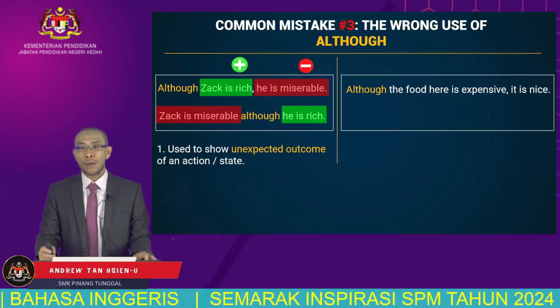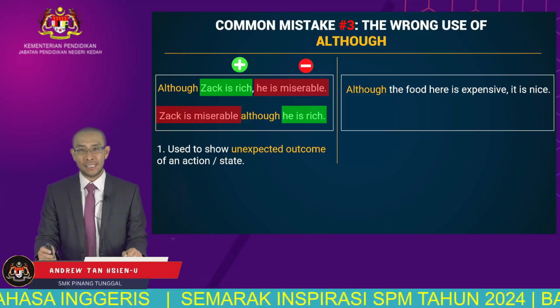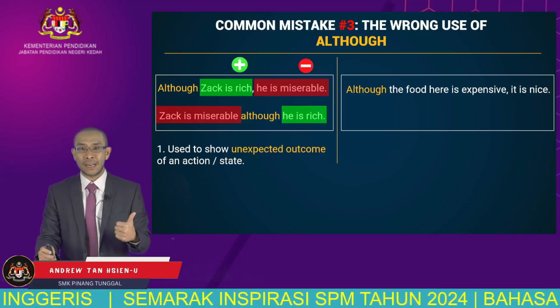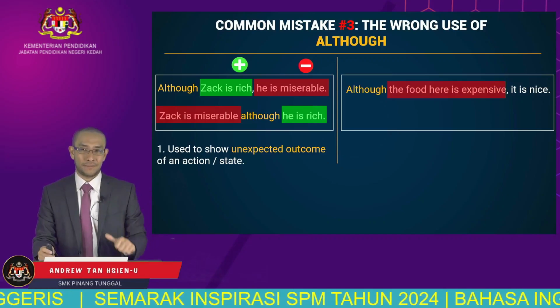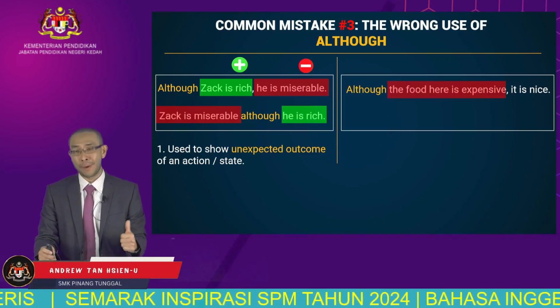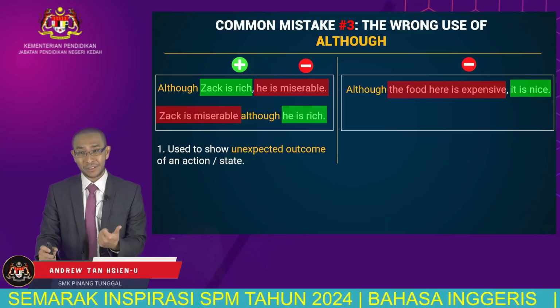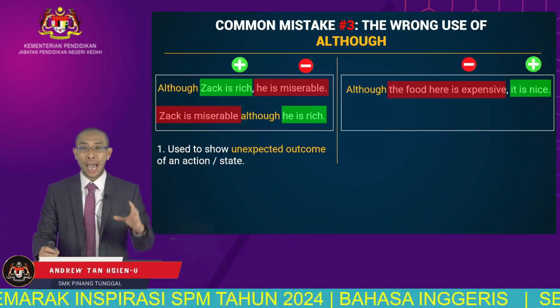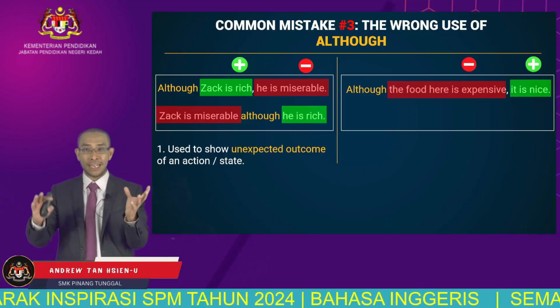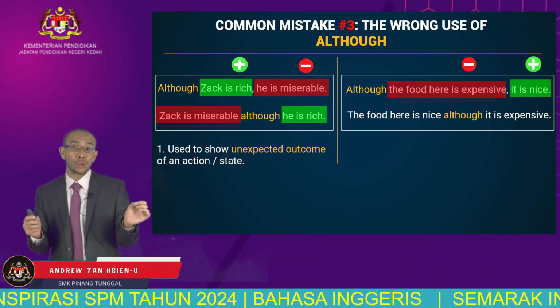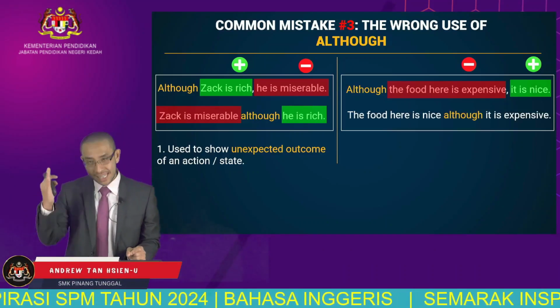Okay, so I'm joining two contrasting ideas here. First, I say that the food is expensive. This is a negative. We don't like expensive food because we have to come up with a lot of money. But even though it is expensive, it is nice. So this is positive. So see, I'm using although to join one positive idea to a negative idea. All right? Again, I can also put although in the middle of the sentence like this.